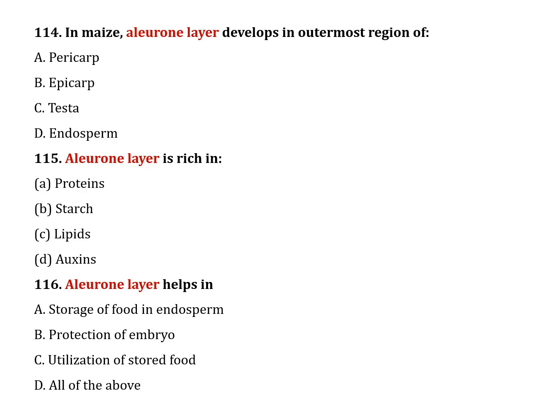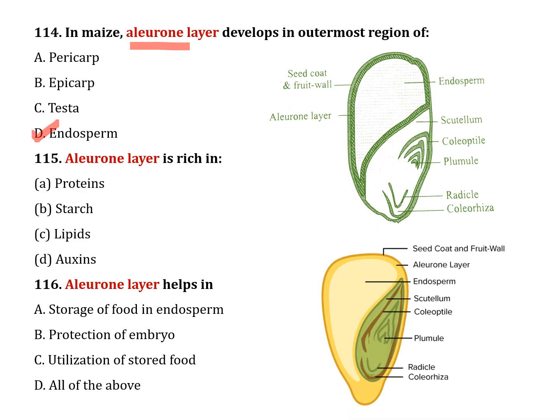The next question number 114. In maize, aleurone layer develop in outermost region of option A pericarp, option B epicarp, option C testa, option D endosperm. Correct answer is option D endosperm. This is the endosperm part and this is the aleurone layer. And this aleurone layer is the outermost part of endosperm. Here is also endosperm and this is the aleurone layer and this is the seed coat.